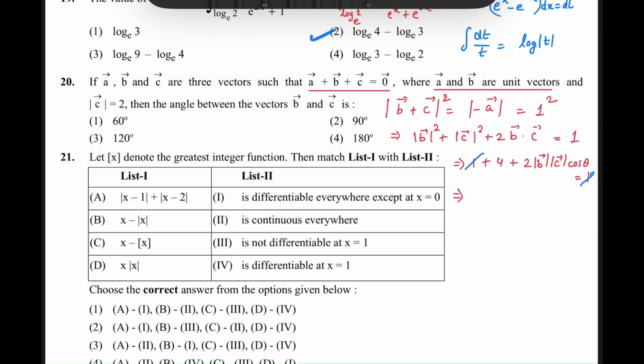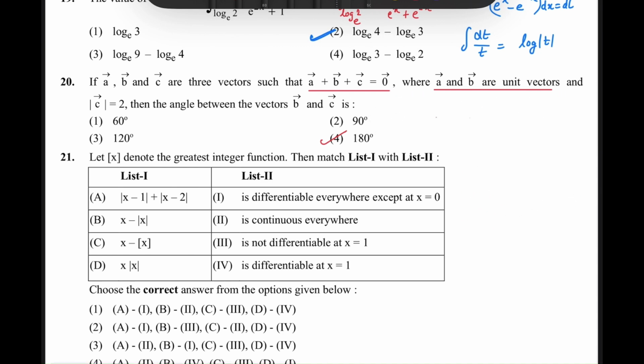Then 4 equals minus 2 times, magnitude of b is 1, magnitude of c is 2, so that will be 2 times cos theta. So that means cos theta equals minus 1. And where theta gives you minus 1, it is 180 degrees. So cos 180 degrees is minus 1. So option 4 is the correct answer. I hope this makes sense. Easy question again from vectors.